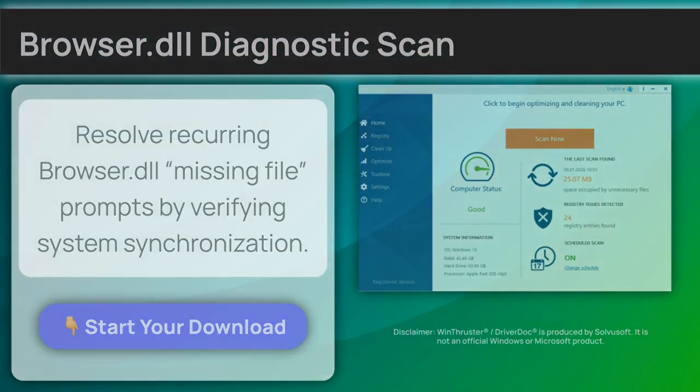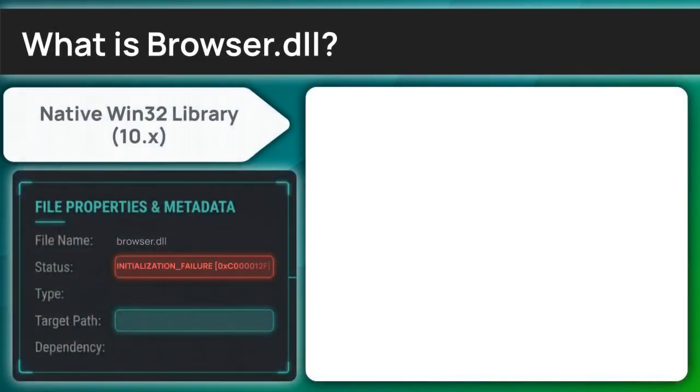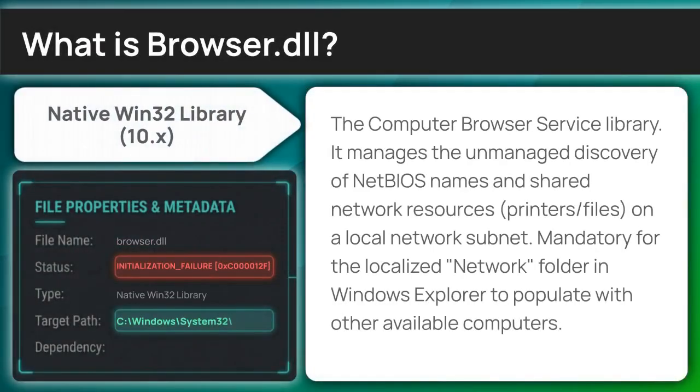environment. This is the Browser Library, the Computer Browser Service Library. It manages the unmanaged discovery of NetBIOS names and shared network resources, printers and files, on a local network subnet, mandatory for the Localized network folder in Windows Explorer to populate with other available computers.